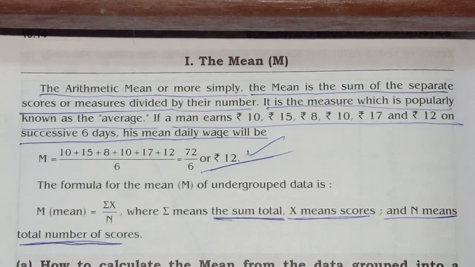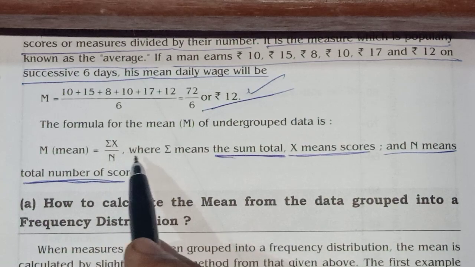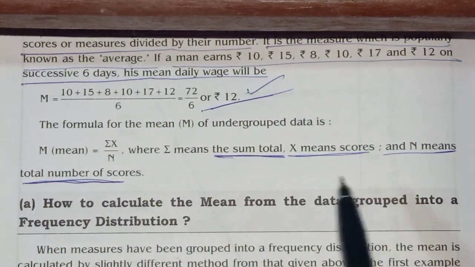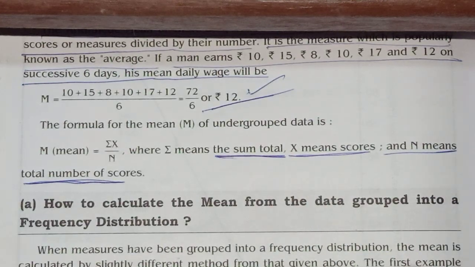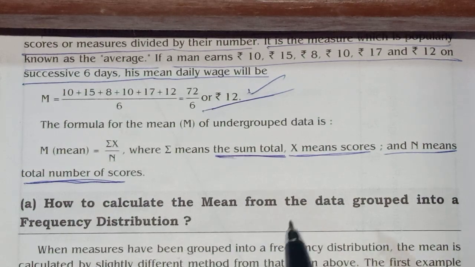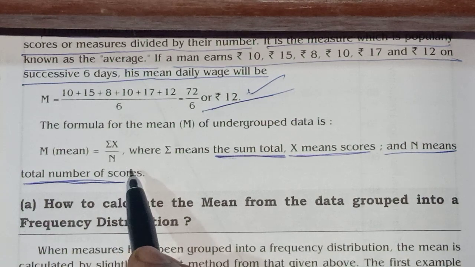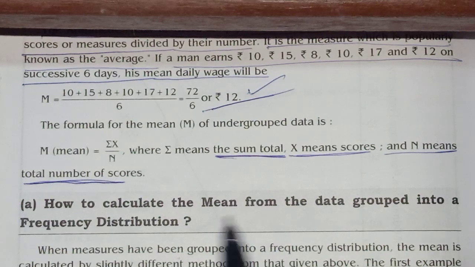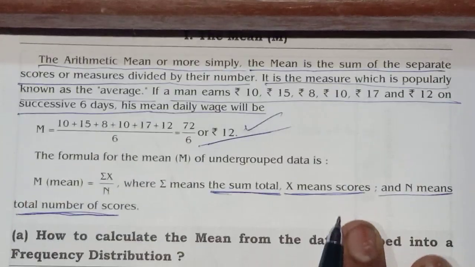Okay, the formula is like this: sum total of x by n. What is x? X means scores. Sum total means the total scores. If we add all the scores, that is called sum total of scores. In short form, in symbolic form, it is called sum total x by n. N means total number of the scores. Okay, take a screenshot of this. This is very important. This is the formula.